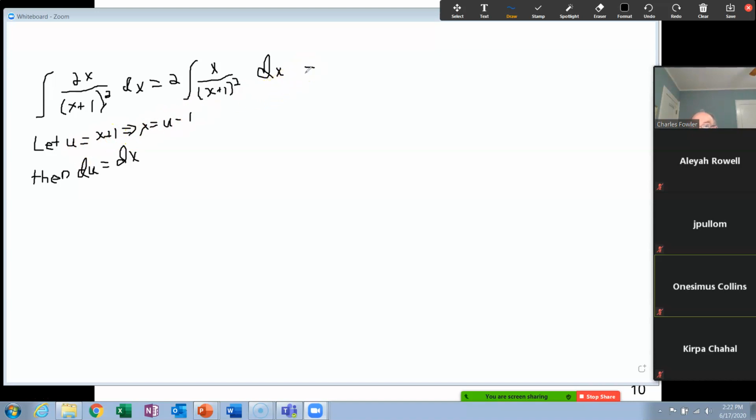So now your u substitution becomes this. 2 times the integral of, and instead of x, we write in u minus 1, over u squared, right? Because the u was x plus 1 squared, okay? And then you have your du is merely, your dx is your du.